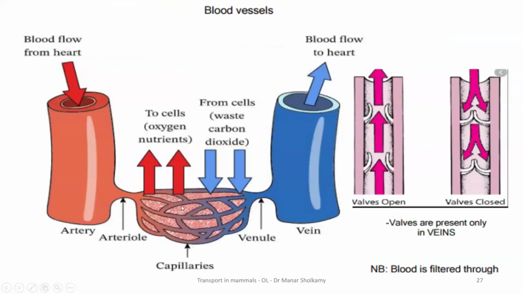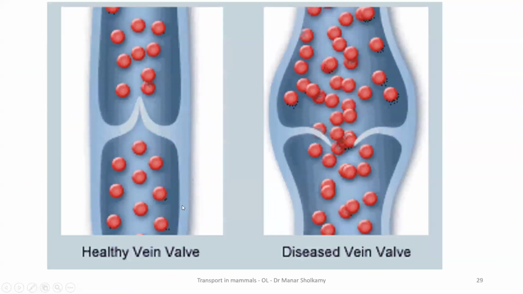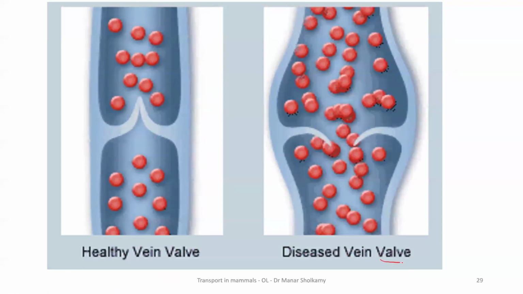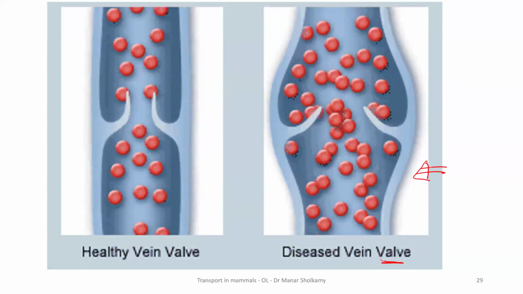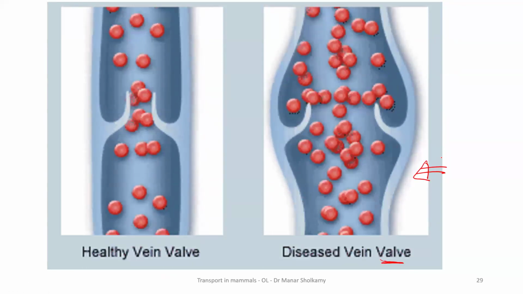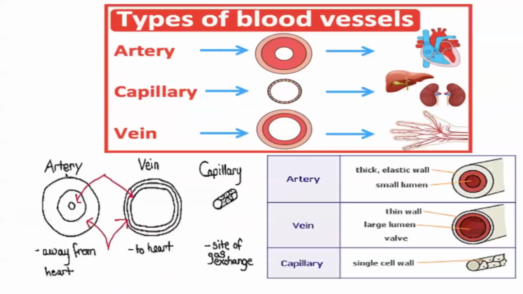This is done, this is done. These are the valves. See, if you have a defective valve, this is going to happen, God forbid, and we don't want that to happen. Arteries and veins done.